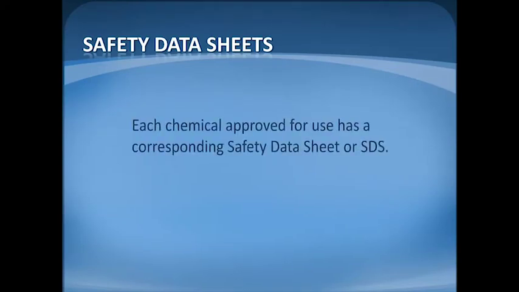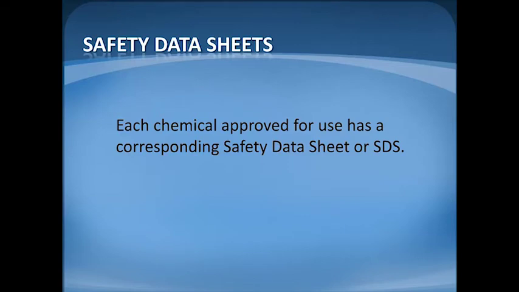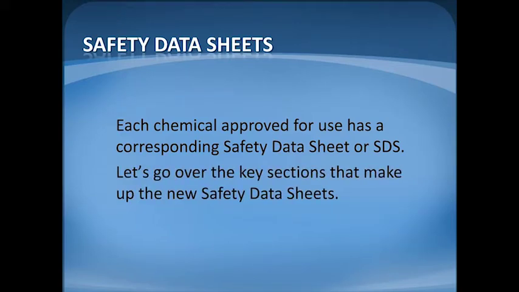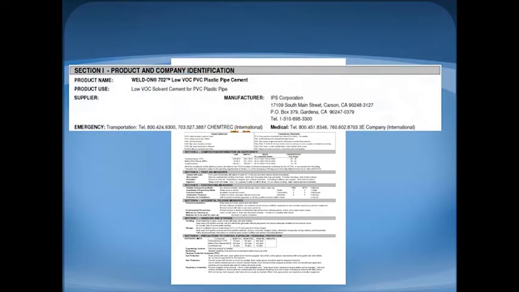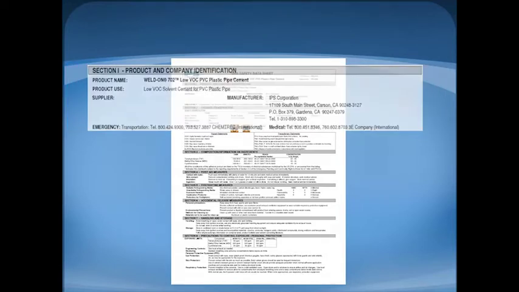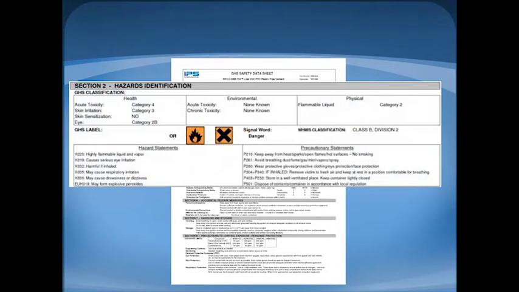Each chemical approved for use has a corresponding safety data sheet, or SDS. Let's go over the key sections that make up the new safety data sheets. Identification. This includes the name of the product, as well as its common chemical name. This section also identifies the manufacturer, their emergency contact information, and the recommendations or restrictions for the product's use.